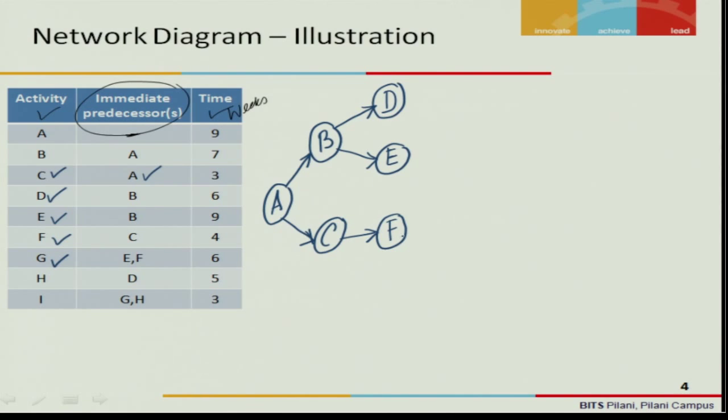And the next one is G, which has two predecessors, E and F. Unless E and F are completed, you cannot commence G. So I put G here and connect both of them here. Okay, the penultimate activity is H, which has its predecessor D. So I put H here and connect it like this. The last activity is I, which has its predecessors as G and H. Both of them are here, and I put I here and then connect them with G and H. This becomes the network diagram.